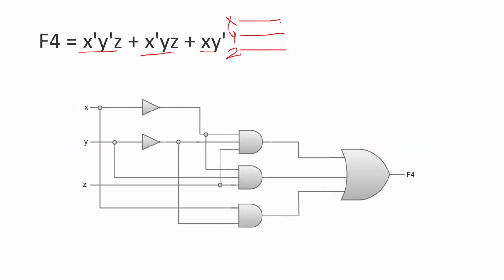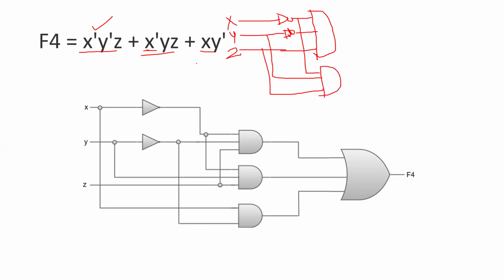Now I'm going to make x bar here, next y bar here, next z. So directly, this is called an AND gate. This is the first one, this is over. Next, x bar means I take this line from here, y means I take this line from here, and z means I take this one. So this is called an AND gate. This is one of the AND gates.